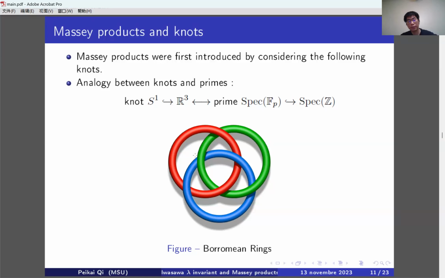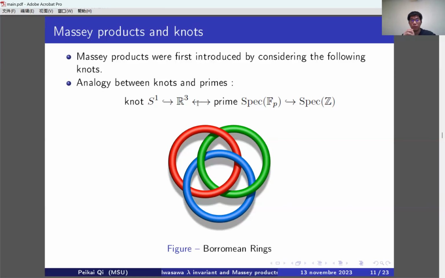In knot theory, the cup product is just the linking number. Here, each two knots not being linked means the linking number is 0, which means the cup product between each pair of knots is 0. So in this case, the cup product can't tell us whether this is trivial or not. And Massey said, if you consider the triple Massey product between these three knots, then the triple Massey product is non-zero. This tells you this link is not trivial.